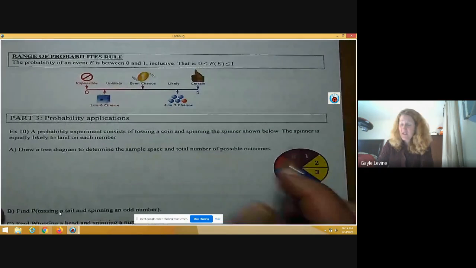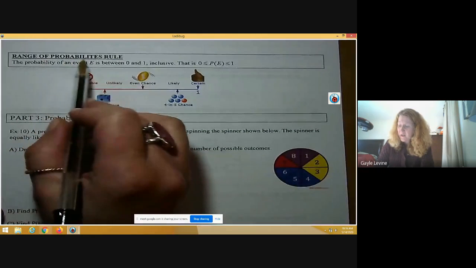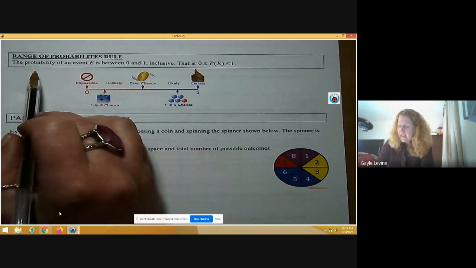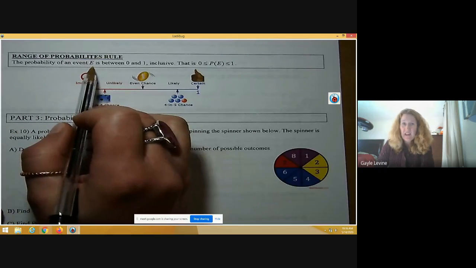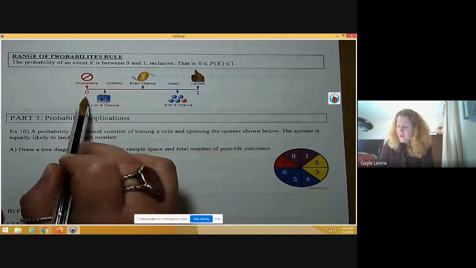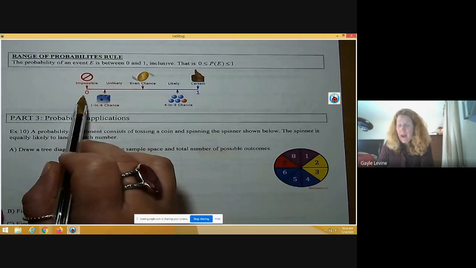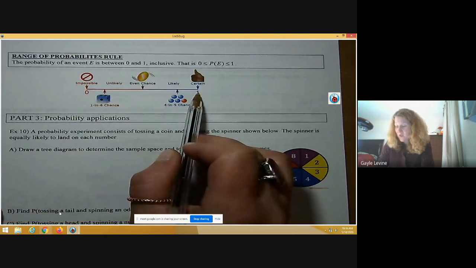Another thing I just wanted to mention to you is the range of possibilities rule, and it talks about likelihood. So every probability has to be between 0 and 1. So 0 is impossible and 1 is certain.